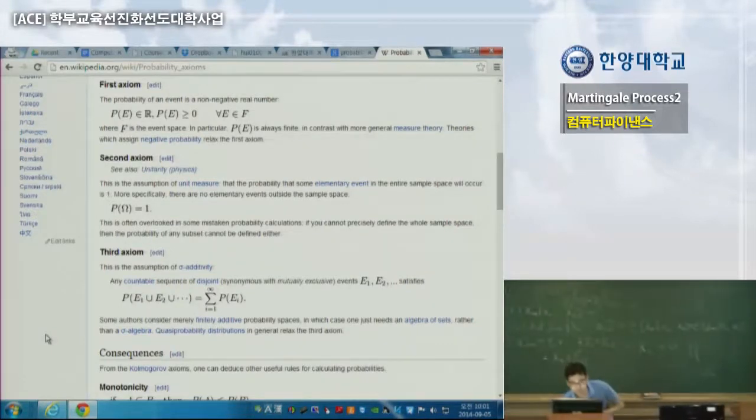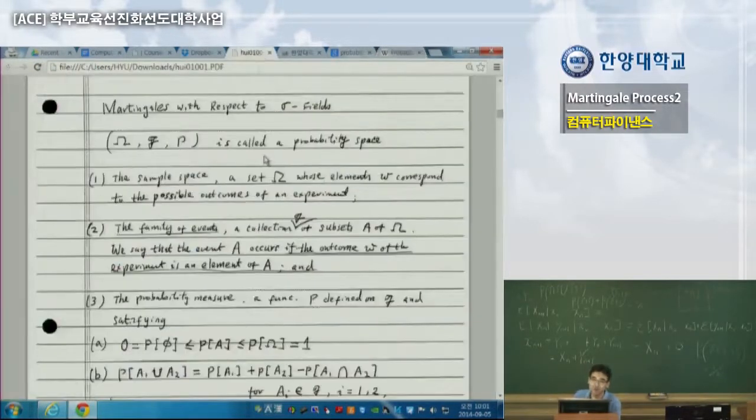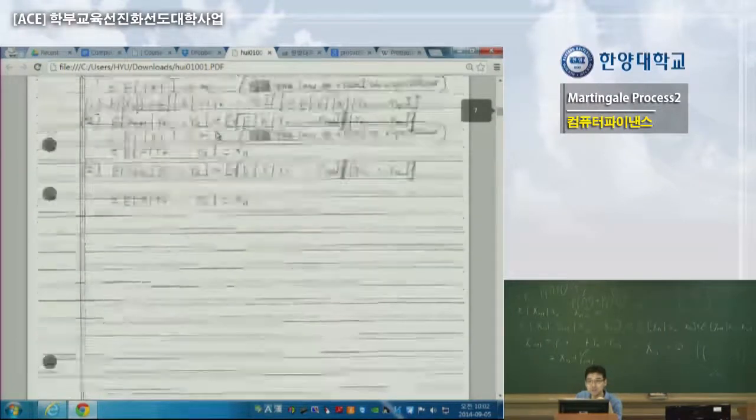Anyway, so probability is this one: a probability function that satisfies these three axioms. And then let's go back to our one. We have slightly more. Basically, what I'm going to say right now is a similar story. Martingale with respect to a sigma field. We are about to define Martingale with respect to a sigma field. This is a special case of this one.